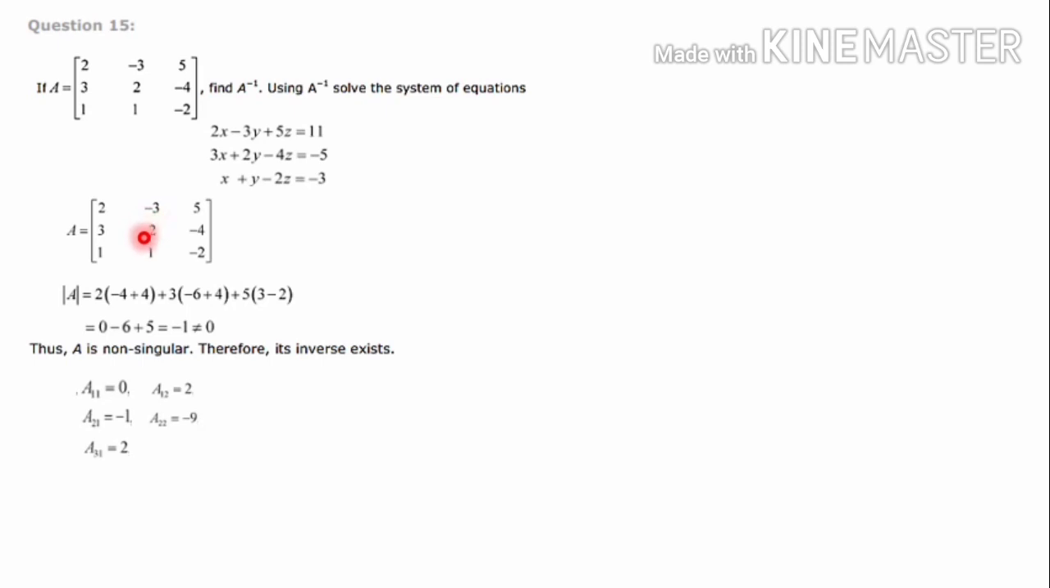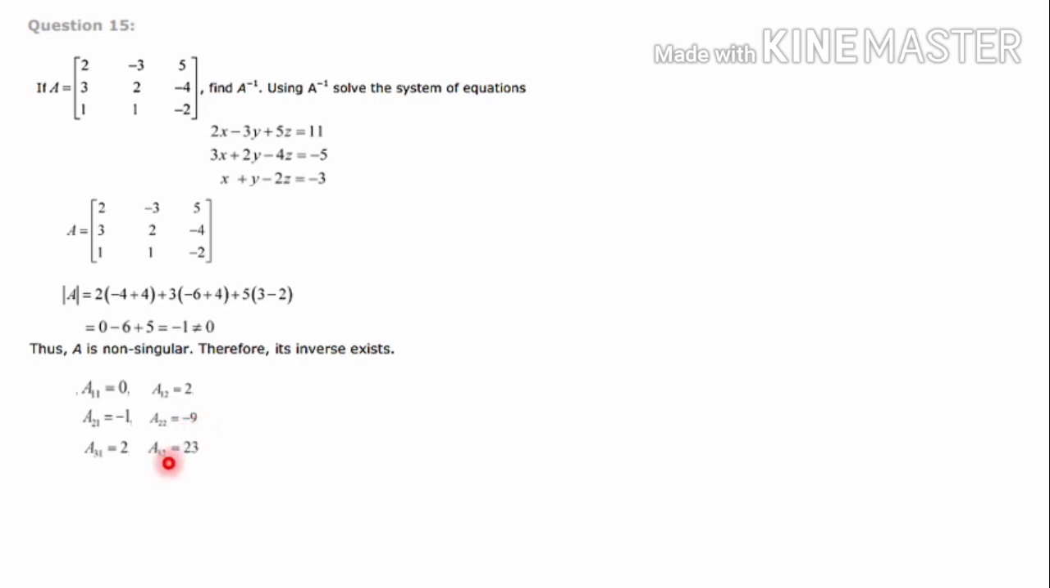Second row, second element is 2. If you take 2, that row and column is gone. 2 into minus 2, that is minus 4, minus 5. Minus 4 minus 5 is minus 9. And the sign outside is 2 plus 2, 4, even number, so it is plus. So the final answer is minus 9.